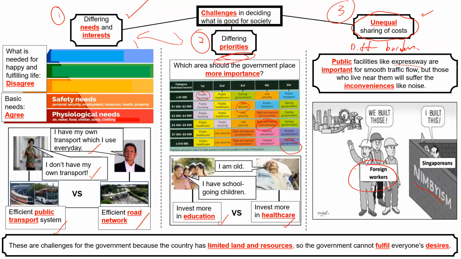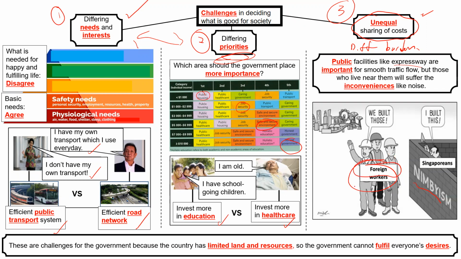So let's use the example of an airport. Everyone agrees that Singapore must have an airport, but what if I tell you I'm going to build an airport beside your place? Will you want that? Most people will say, no, I don't want it. Build an airport somewhere further away. Go and disturb other people. Don't go and disturb me. Okay, so same thing. The foreign worker dormitory is one that's quite common in Singapore.